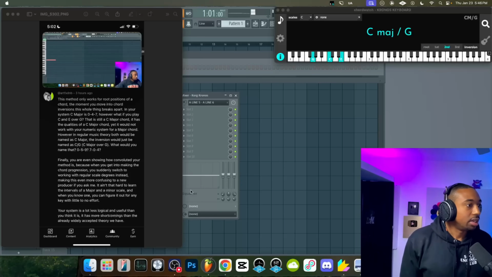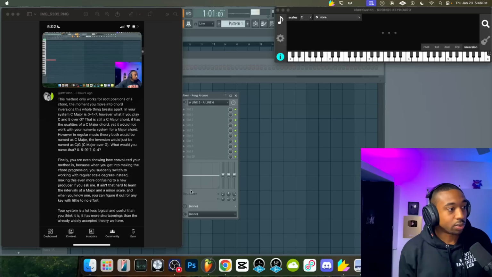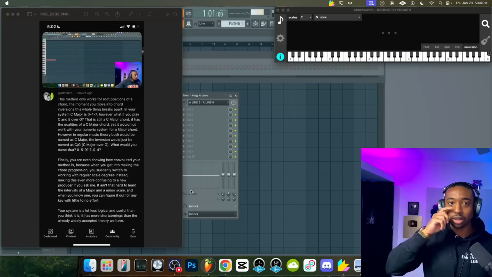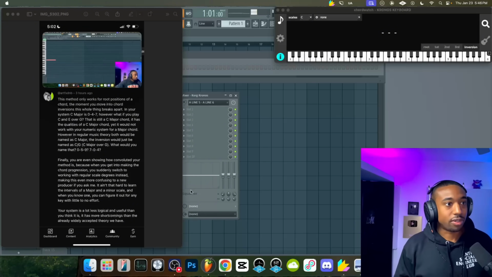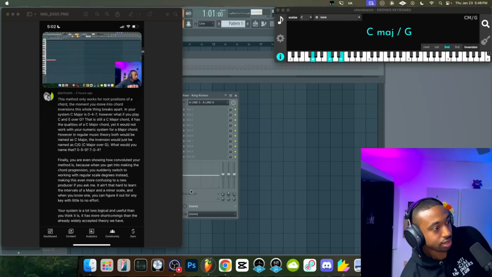He says, finally, you are even showing how convoluted your method is. So he's saying that people can't count, basically, because when you get into making the chord progression, you suddenly switch to working with regular scale degrees. Again, it's not that I don't teach regular music theory. This is just a fast way for people to make chords and understand what a chord actually is. I do teach traditional music theory.